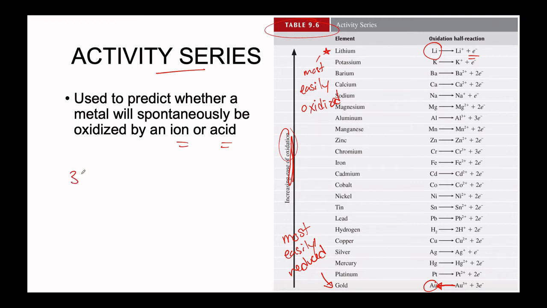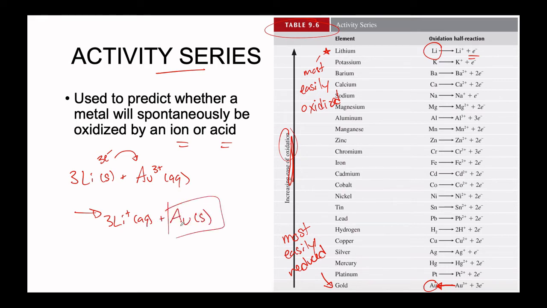So for instance, if we had 3 lithiums in their solid form, and just added it to a solution of gold 3+, we would very likely see, assuming room temperature, standard conditions, that there are going to be 3 electrons from these 3 lithiums that are going to be transferred over to our gold. This is going to give us 3 lithium plus in aqueous solution and a gold that will crash out as a solid in solution. So this we would expect to be a spontaneous process due to the increasing ease of oxidation that is presented here on the activity series.